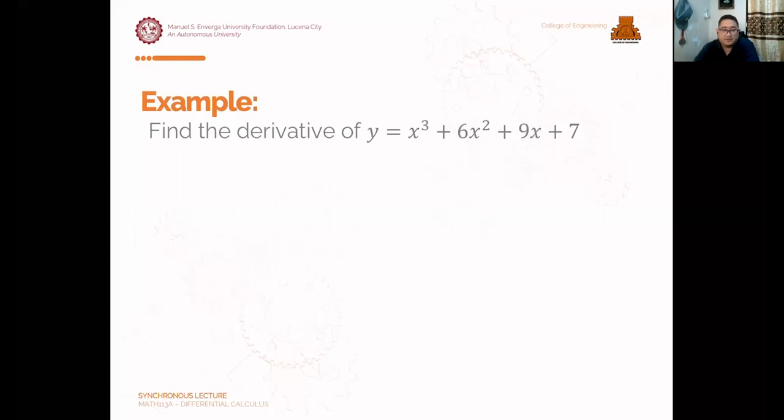So, anong mga derivative formulas yung gagamitin natin? So, formulas 1, 2, 3 tayo. Combination ng 1, 2, 3. Okay? Okay, anyone? Kailangan take your time.